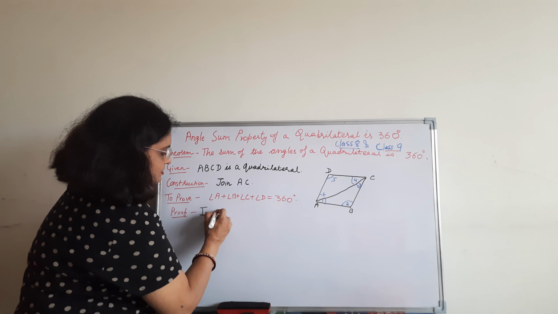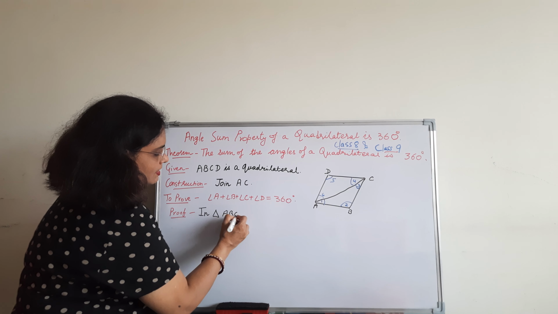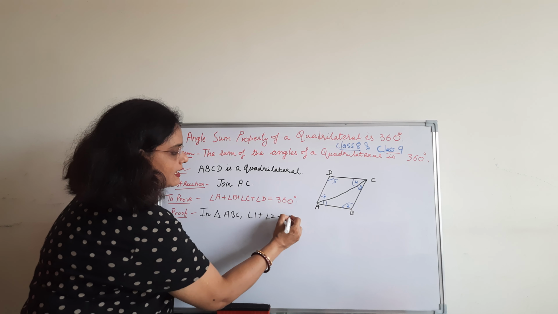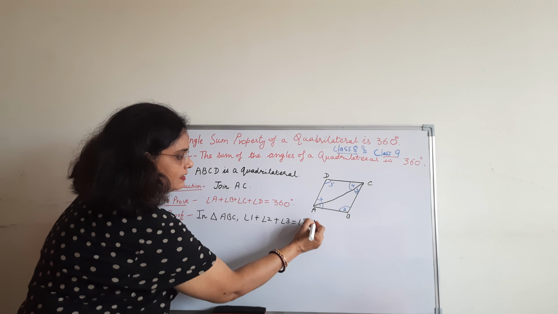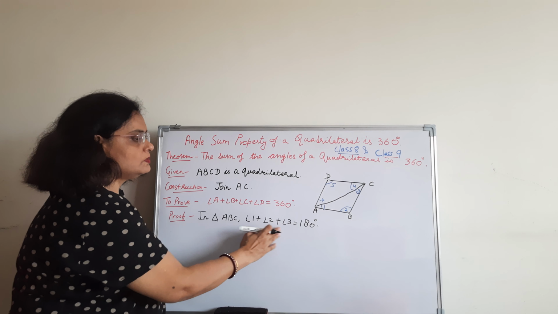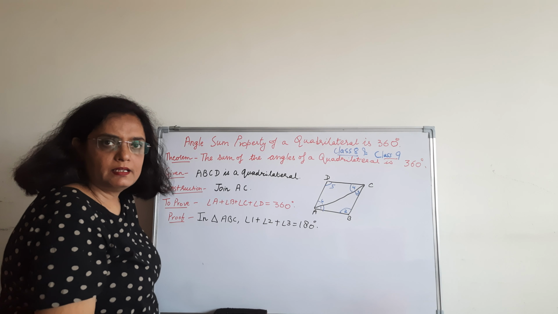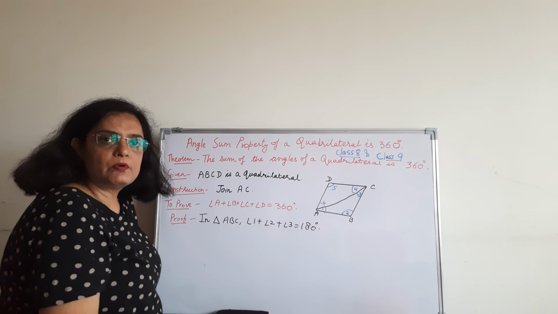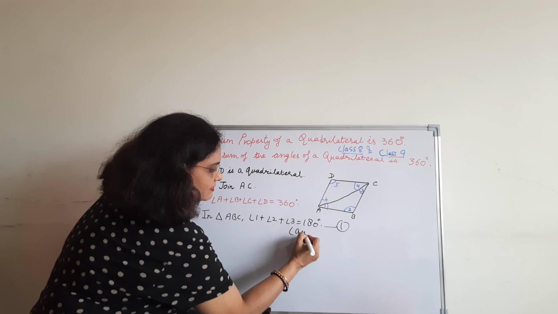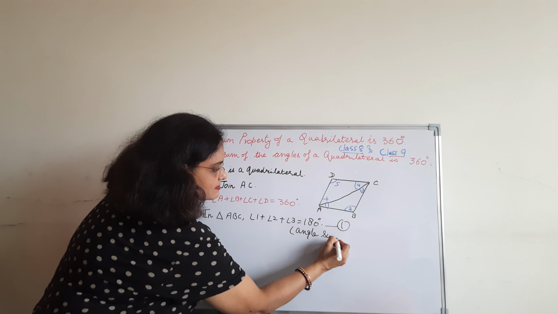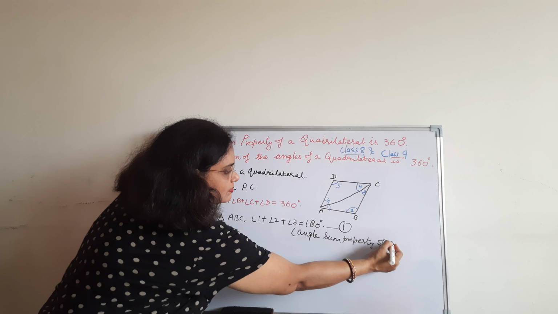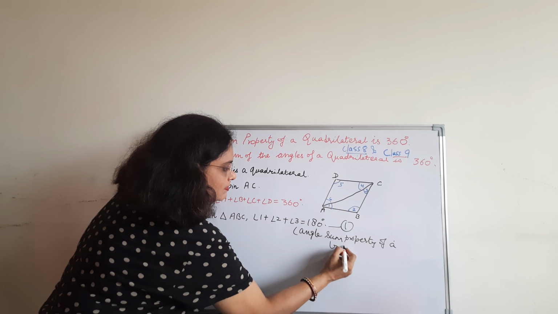We will first start with triangle ABC. So in triangle ABC, angle 1 plus angle 2 plus angle 3 is equal to 180 degrees. Right? Angle 1 plus angle 2 plus angle 3 is equal to 180 degrees. It is the angle sum property of a triangle. This becomes equation 1. And here we will write angle sum property of a triangle. Right?